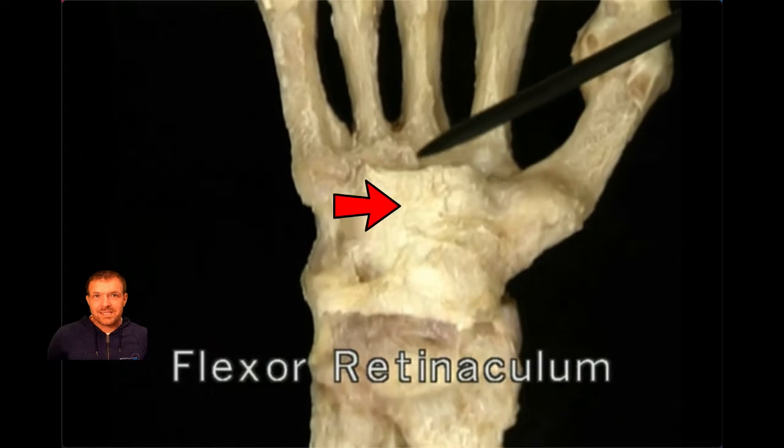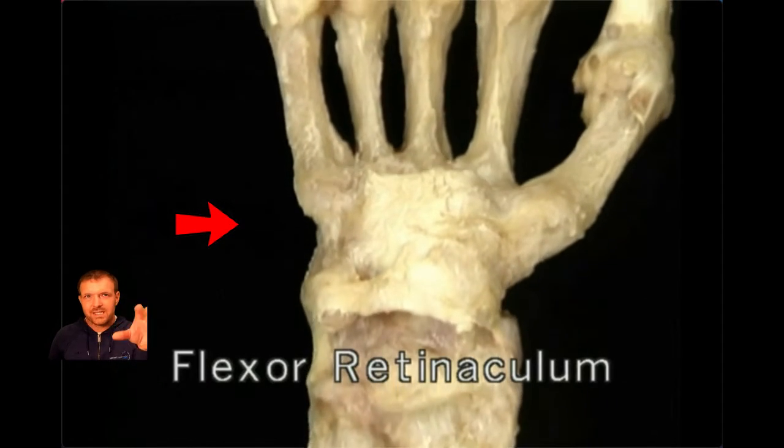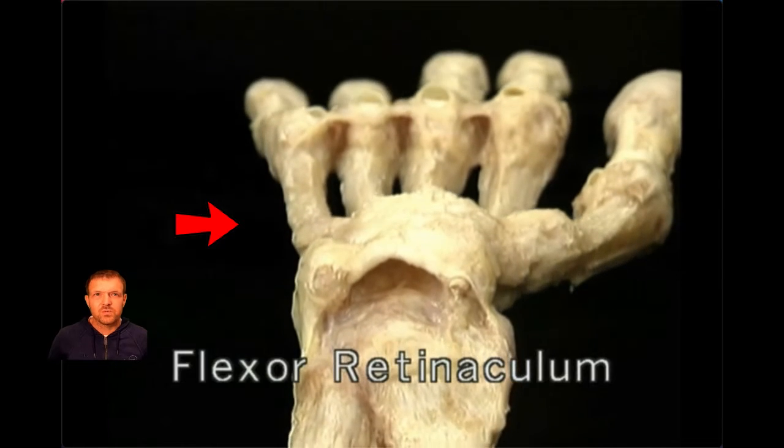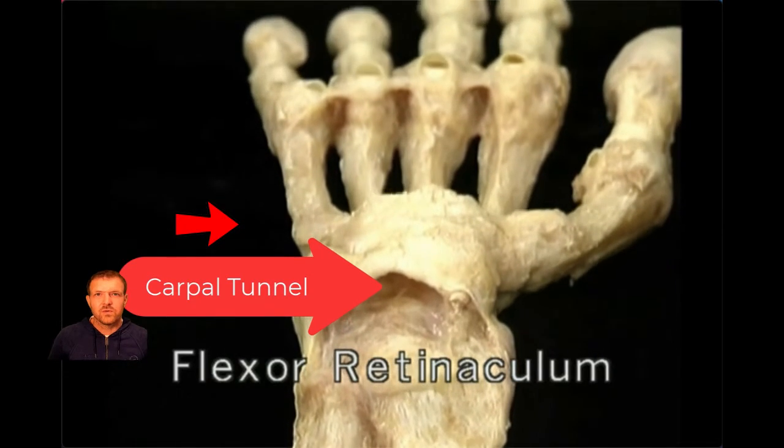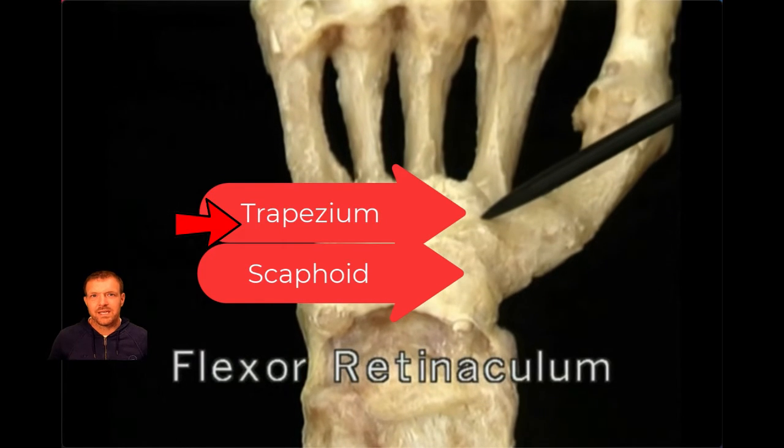So this is the flexor retinacula. It's like a sheet of connective tissue. This forms the roof for your carpal tunnel. So that's the carpal tunnel, and that is the roof.